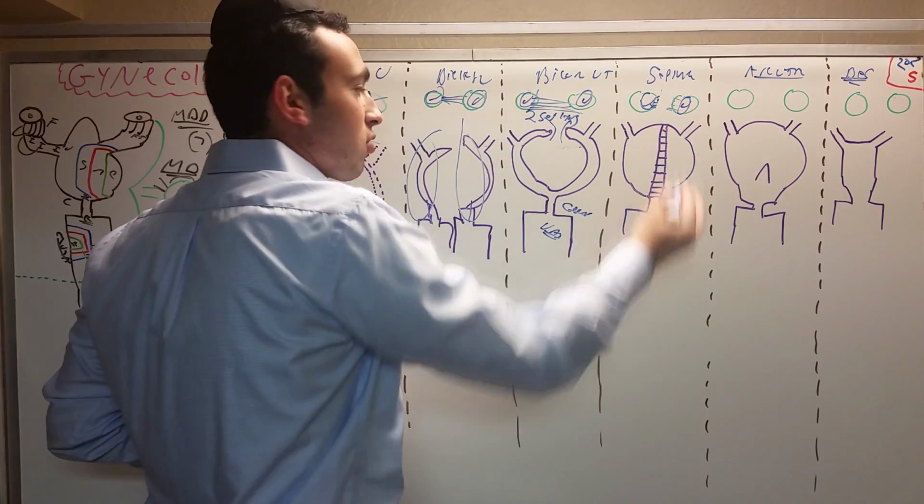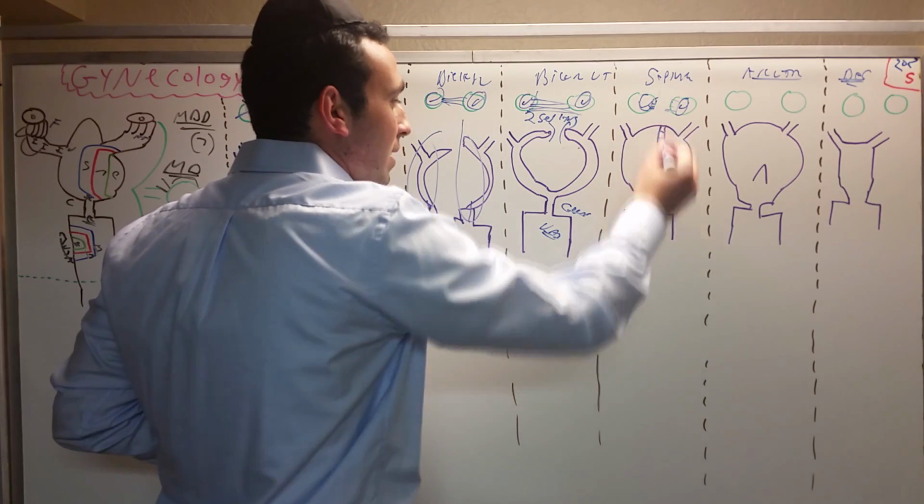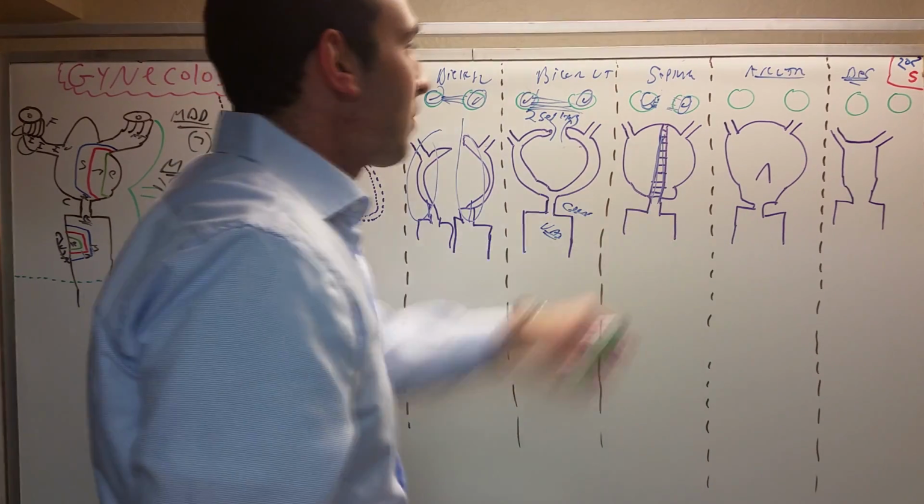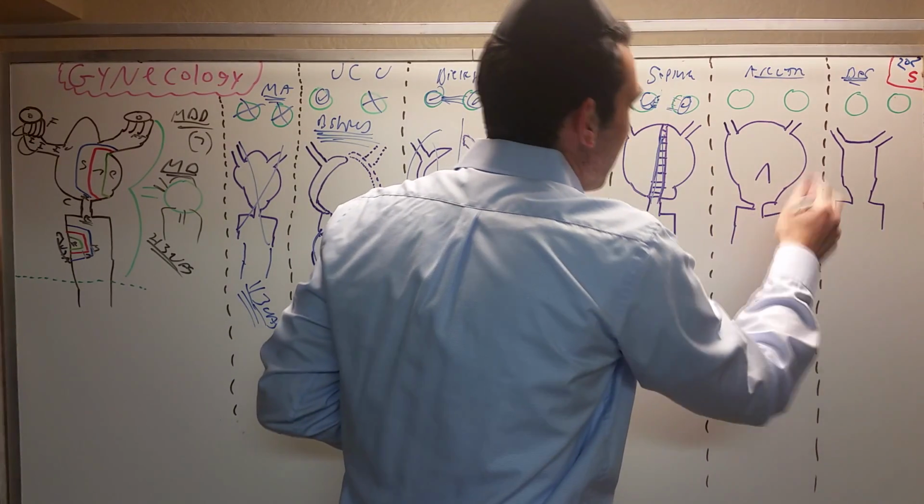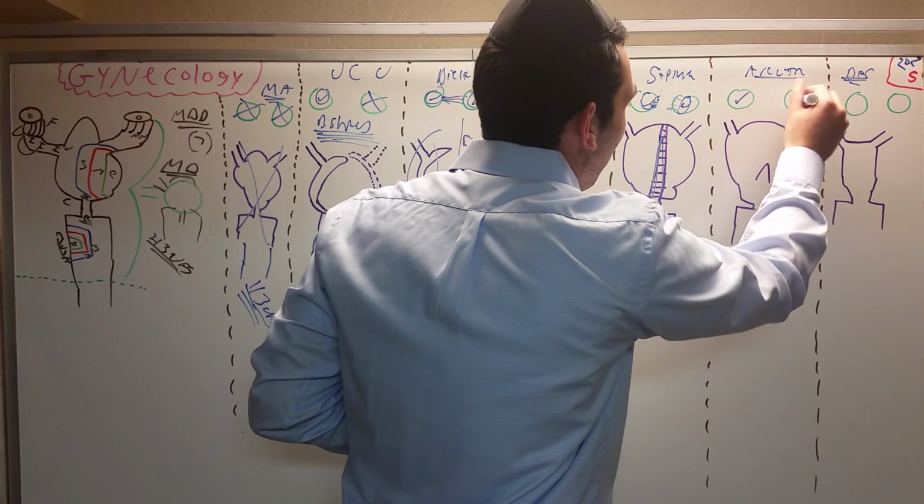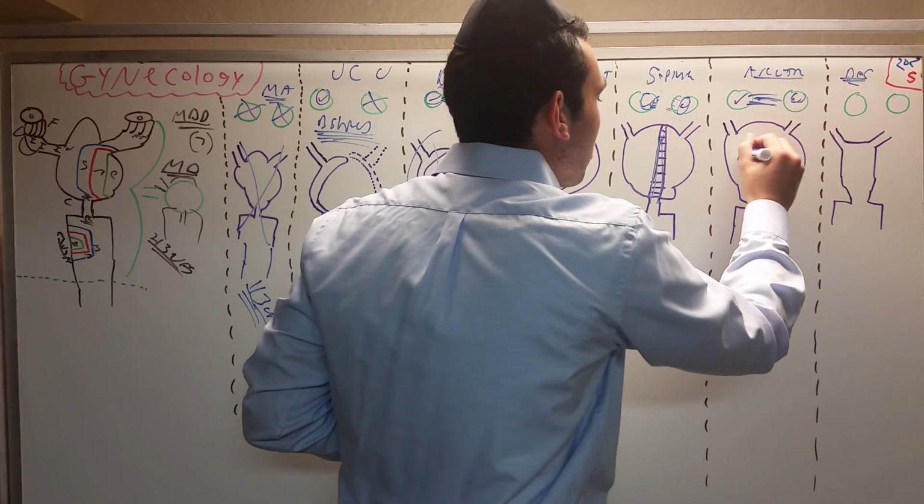However, in these patients, that does not happen, and as a result, these patients have a nice septum straight down the middle of the uterus, okay? Regarding an arcuate uterus, it is very simple. An arcuate uterus is really just an indentation. Again, they both form normally, they both fuse normally. However, for some reason, you have an indentation at the fundus of the uterus.